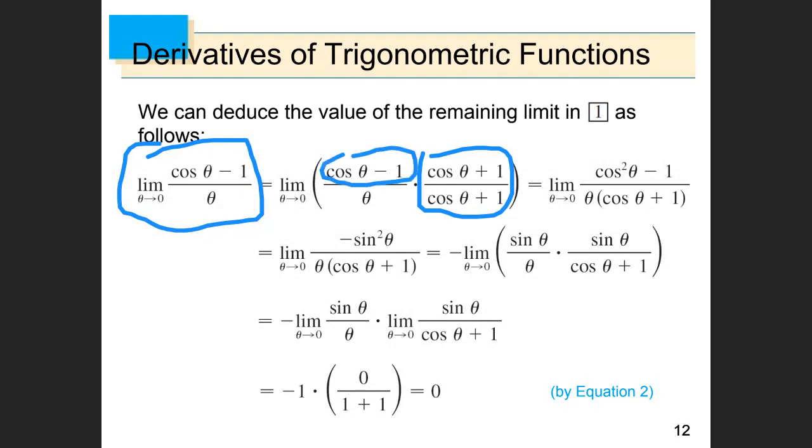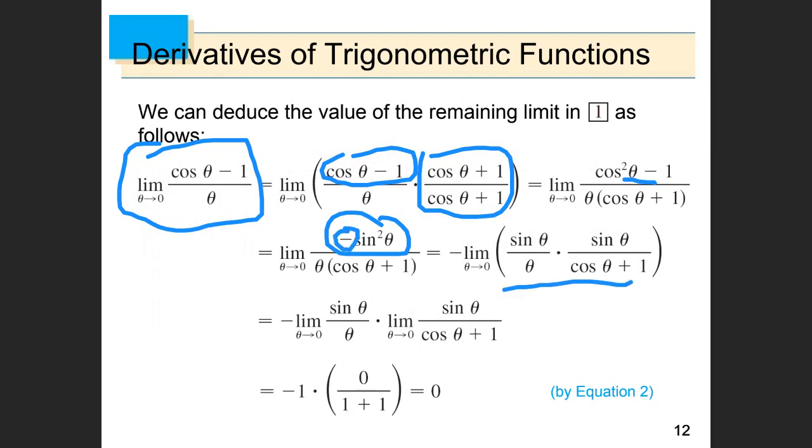We multiply top and bottom. And if you do that, notice it, you have cos squared minus 1 at the top, and then at the bottom, you have theta times (cos theta plus 1). And now notice, sine squared plus cos squared is equal to 1. Therefore, cos squared minus 1 is just equal to minus sine squared. So if you use that identity, sine squared plus cos squared equals 1, and you want cos squared minus 1, then the other side is going to be negative. So minus sine squared.